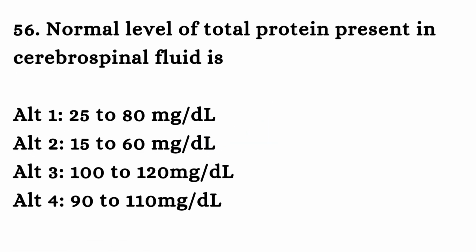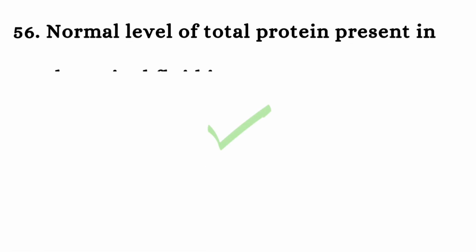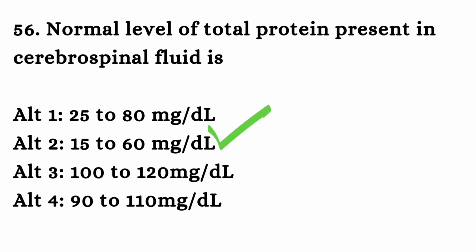Next question. Normal level of total protein present in CSF. Option 1 25 to 80 mg per dl. Option 2 15 to 60 mg per dl. Option 3 100 to 120 mg per dl. Option 4 90 to 110 mg per dl. The right answer is Option 2, 15 to 60 mg per deciliter. 15 to 60 or 15 to 45 is correct.